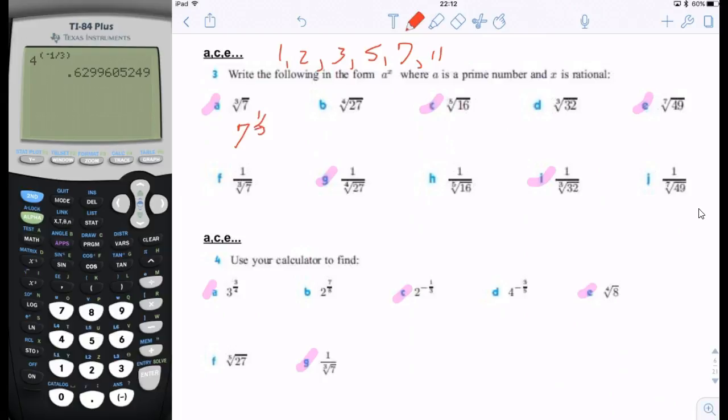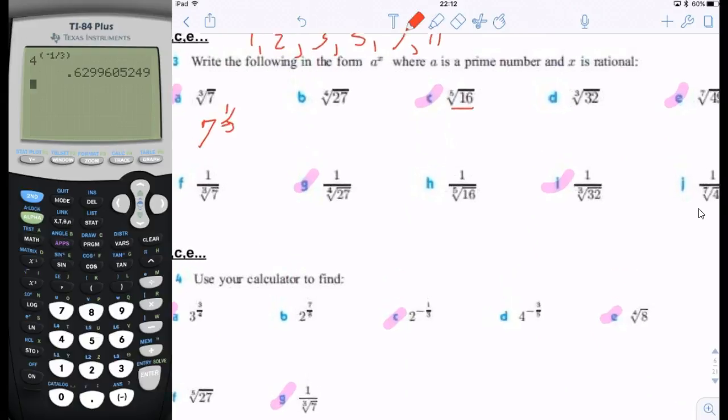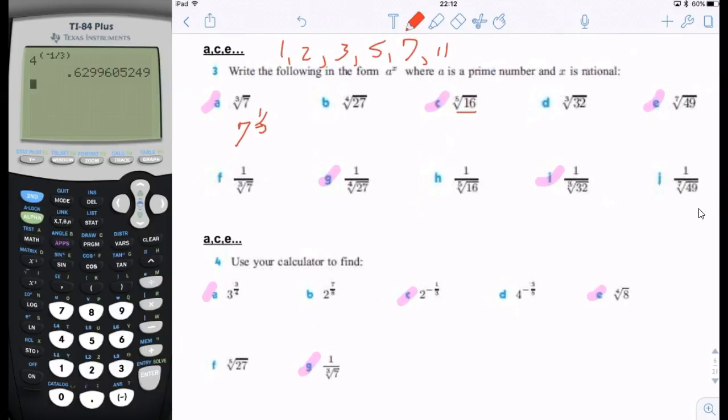This one looks like 5th root of 16, so that would be 2 to the 4th to the 1/5 power, so that would be 2 to the 4/5. When it says x is rational, that means you're supposed to write the exponent as a fraction. Next, 7th root of 49. 49 is not prime, but 7 is. So 7 squared to the 1/7 power is equal to 7 to the 2/7.